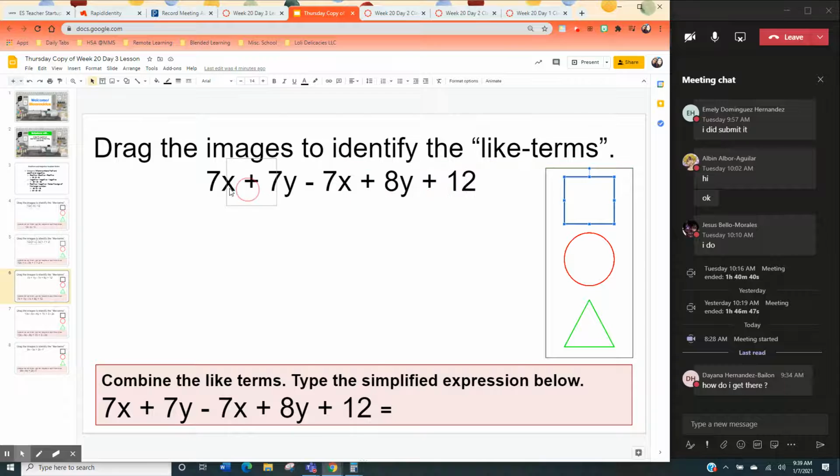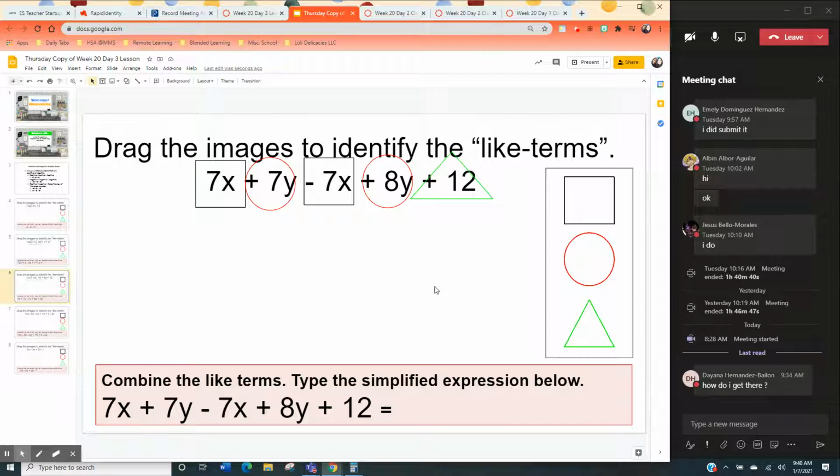So I would do 7x. So x's are going to be in the square, and then I have minus 7x, and then I have plus 7y, so the y's are going to go in the circle. So notice that I'm including the plus or the minus sign inside my shape. And then last but not least, I have my triangle, and I'm going to put that in there. Does it fit? No, it doesn't, so I'm going to make it just a little bit bigger. So I have 3 sets of like terms.